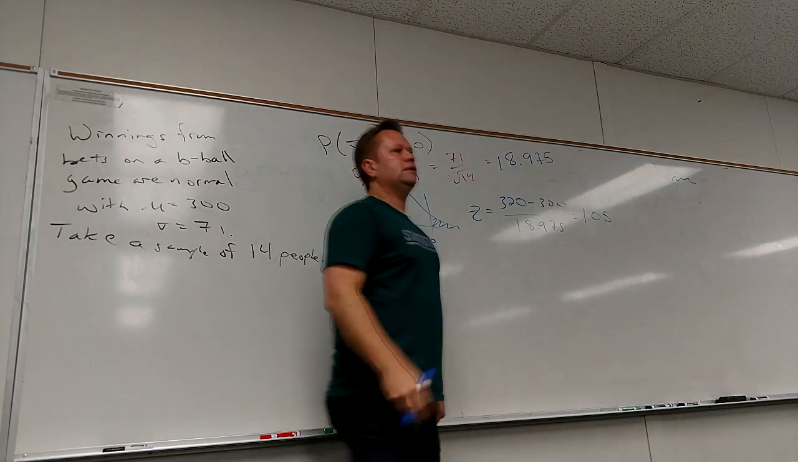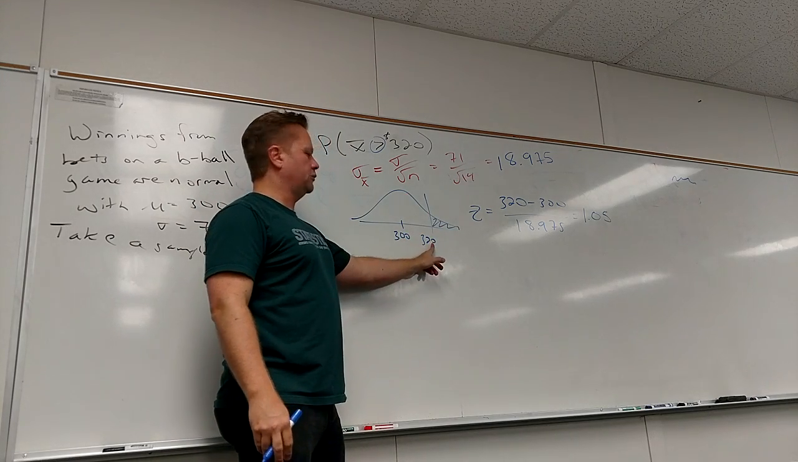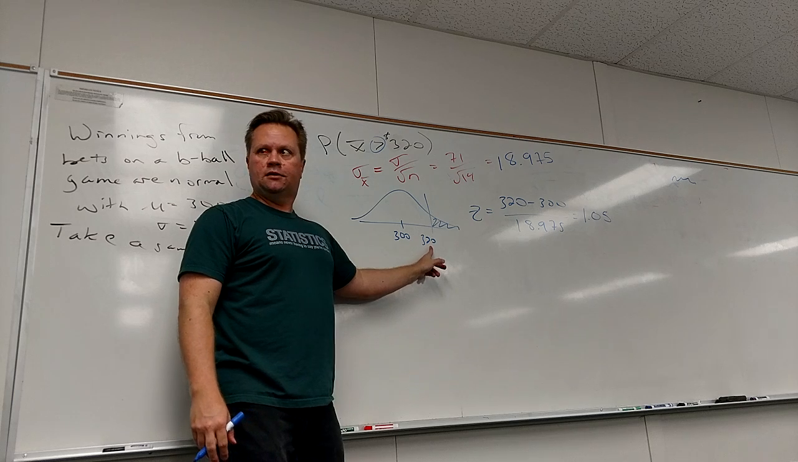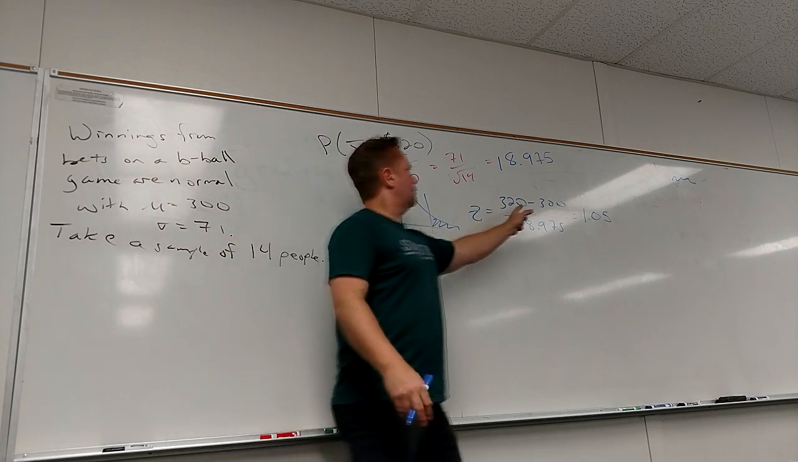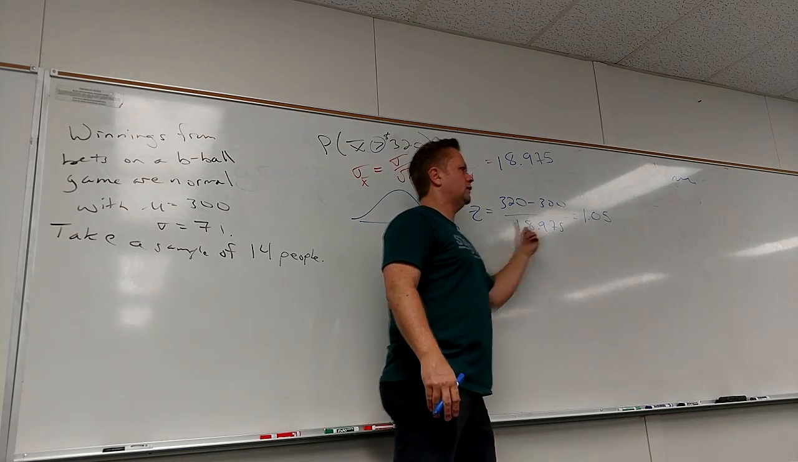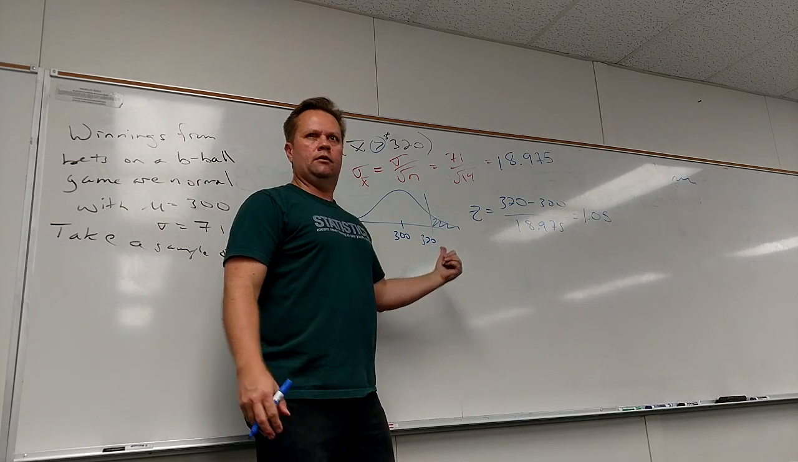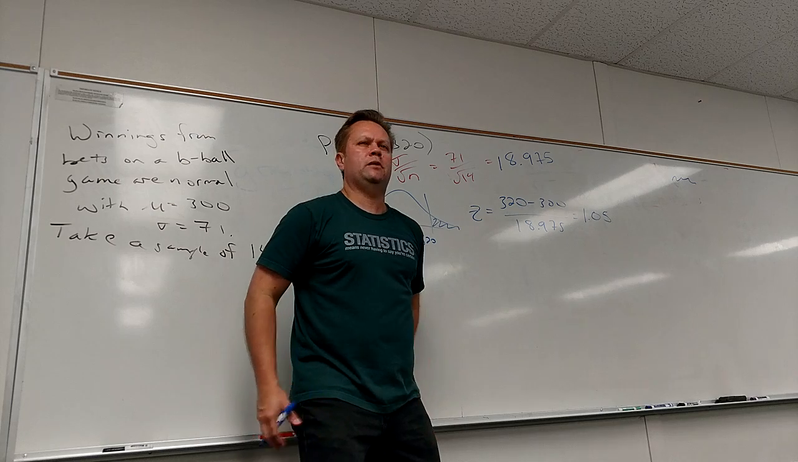Why does that answer make sense? Because one step is 18.9. One step up almost gets me to 320, doesn't it? So don't lose sight that a formula isn't magic in itself. It just captures a process that we would do anyway. We actually did this process before we knew that formula. I don't know if you guys remember that.